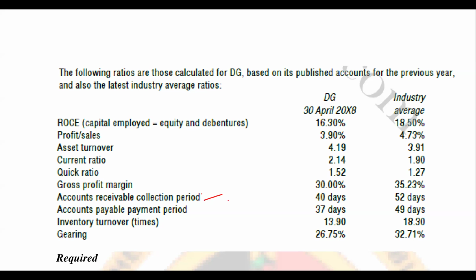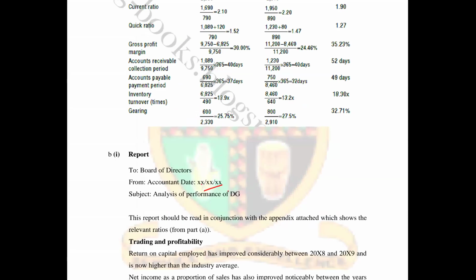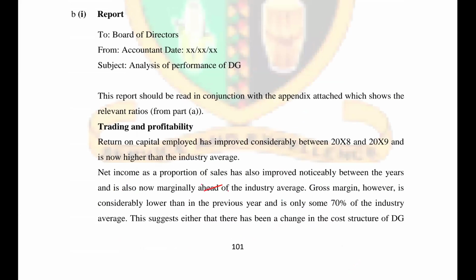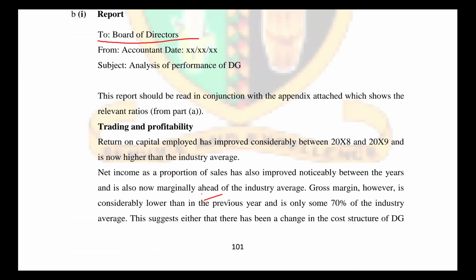Is that clear? But I'm interested in the title, the way the sample was done when reporting to the director. I've seen how the report is done. You write to the board of directors, from the accountant, and you write the date. Subject: analysis of performance of the company. And then you say this report should be read in conjunction with appendix so-so. This appendix is the one that has the calculations, the workings. Remember, you computed those ratios, right? The ratios should be attached down. Don't bring ratios first when you are giving a report to the board of directors. The ratios go down as an appendix.